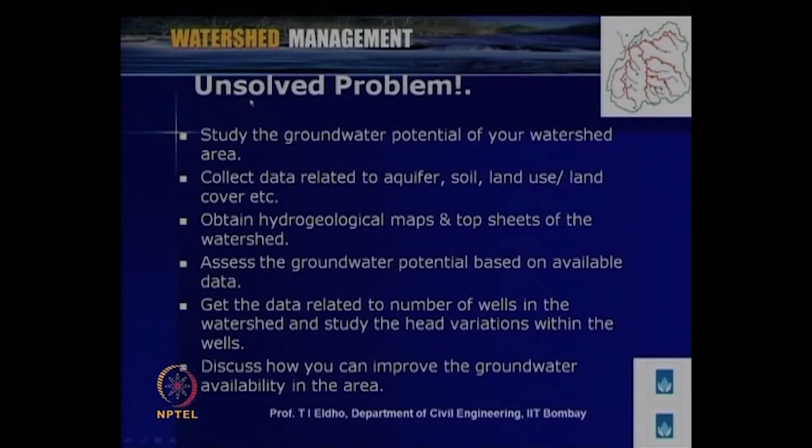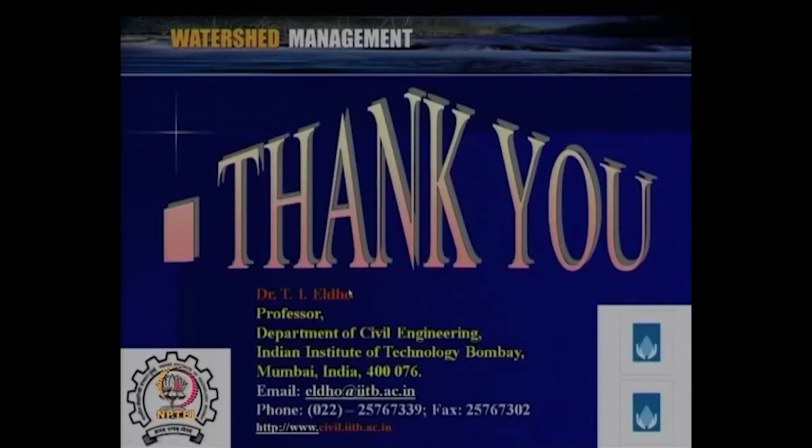And finally, as an unsolved problem, study the groundwater potential of your watershed area, collect data related to aquifer, soil, land use, land cover, etc., obtain hydrogeological maps and topo sheets, assess the groundwater potential based on available data, get the data related to the number of wells in the watershed and study the head variations within the wells. Discuss how you can improve the groundwater availability in the area in terms of rainwater harvesting or artificial recharge.